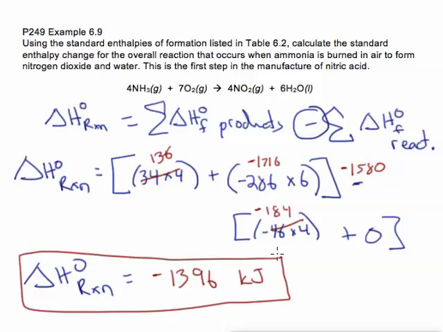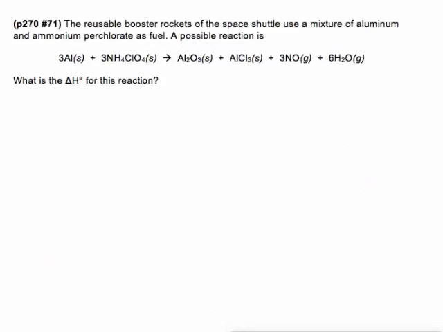Let's try one more. This reaction runs booster rockets for space shuttles. This is a lot more complex, but it's a good example because if you can do an example like this, you can do any of them. And you are going to have to use that Appendix 4 for these because they're not all in that table. So the standard change in enthalpy for the reaction is equal to the sum of the standard enthalpies of formation for the products minus the reactants.